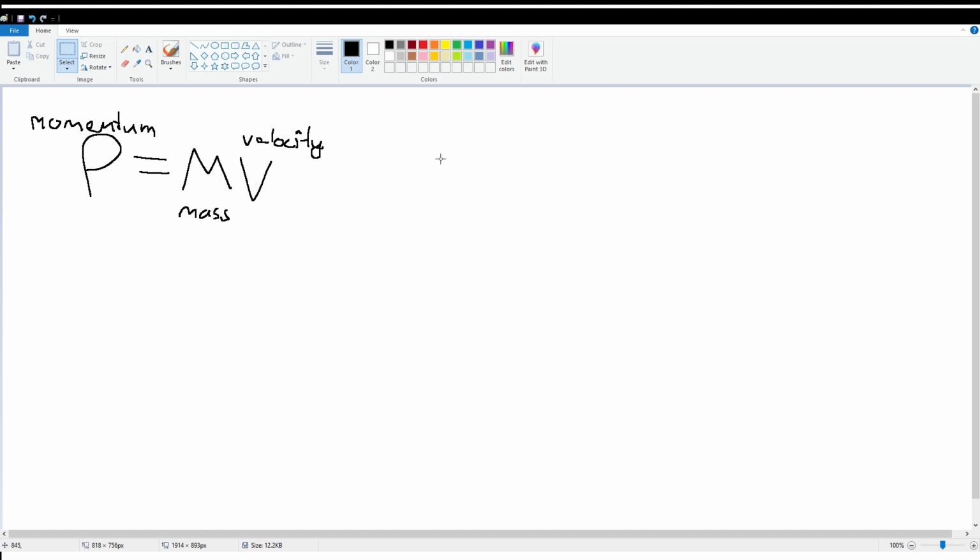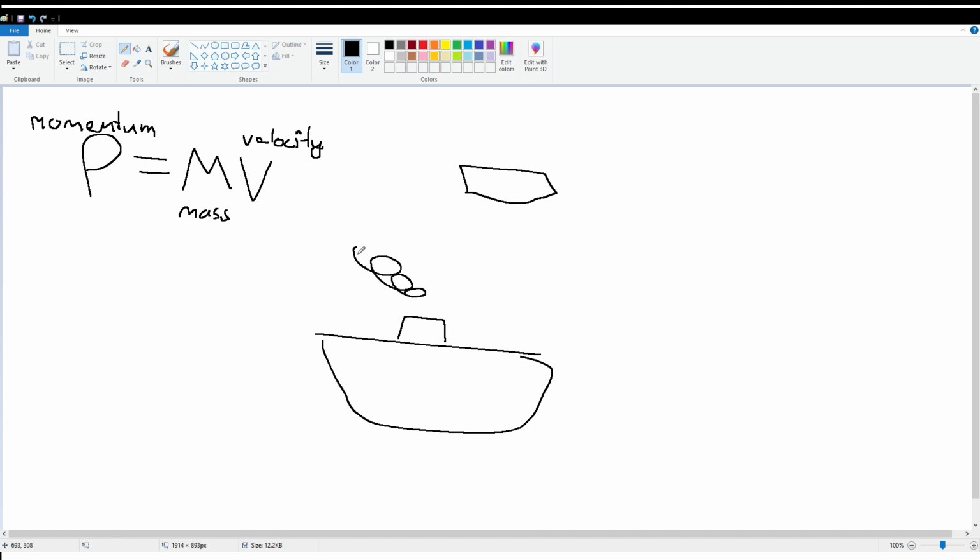Now, let's say we have a bullet. So let me just draw that. So we have a bullet, and let's say we have just a huge ship. Now this huge ship has a massive mass, but it moves very, very slowly. And then this bullet, hold on, let me redraw this bullet. All right, this bullet has a very low mass, but a very high velocity. Now, because of this equation, they will have similar momentum.